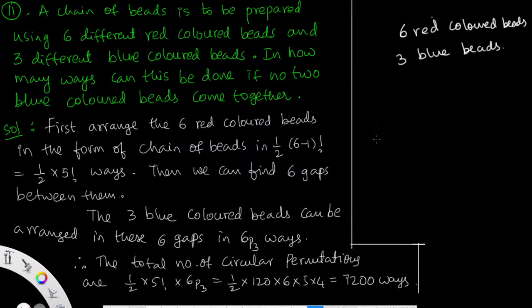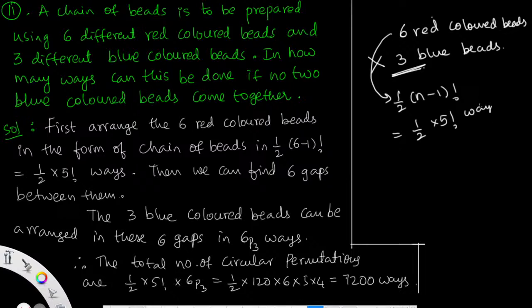So the arrangements in these two are given such that no 2 blue colors come together. So no 2 blue colored means we should not take this one. Then we first arrange the 6 red roses in a chain of beads, hanging type. Whether it is a chain, chain of beads or garland of flowers, the formula is half into n minus 1 factorial. So here it is half into 6 minus 1 factorial, that is half into 5 factorial ways.